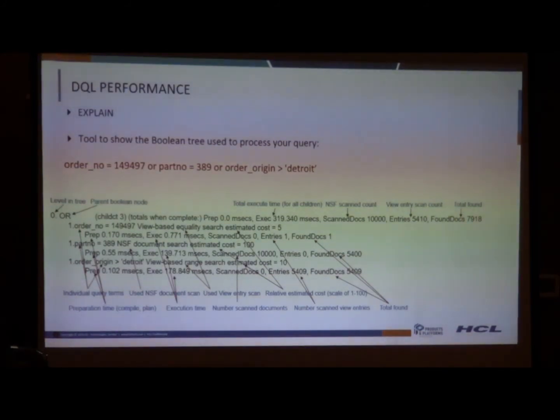The next one would be the third one, Detroit. That also, you see the entries on the bottom there, 55409. That's how many view entries it scanned to solve that. Okay, that's a bunch of entries. That didn't hit my limit, but that's a bit of view processing. And then the middle one is the NSF document search node. Term, and that has scanned documents. You won't see both entries and scanned documents being non-zero. One of them would be 0, the one that we didn't do. Okay, and the found doc is already there now.